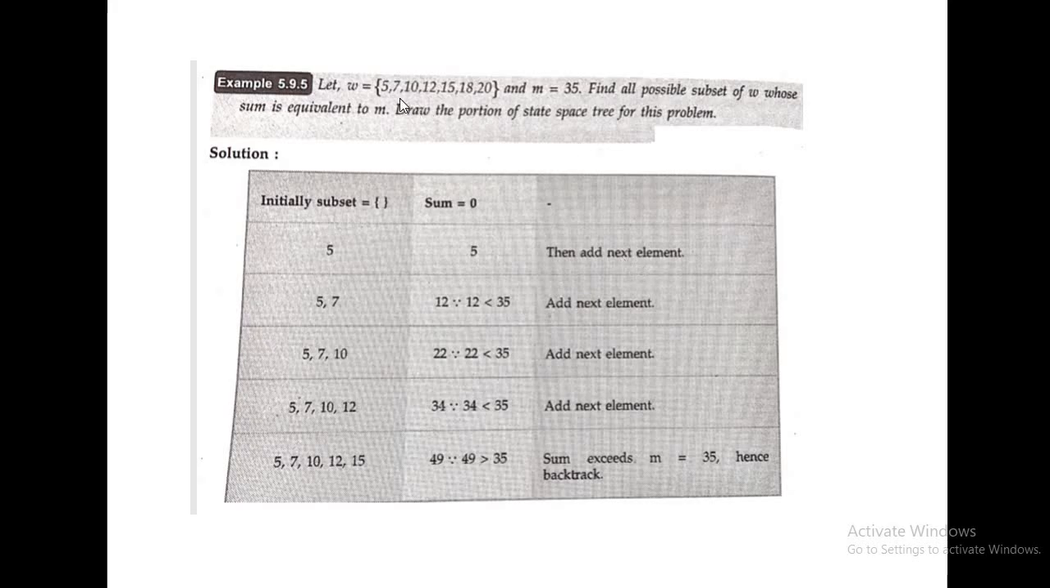The second element is 7. So 5 plus 7 is equal to 12. 12 is less than 35. We can add the next element. 22 means we are adding the value 10. So 22 is less than 35. We can add the next element. Again 15.